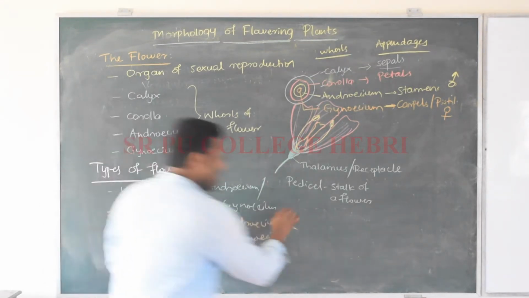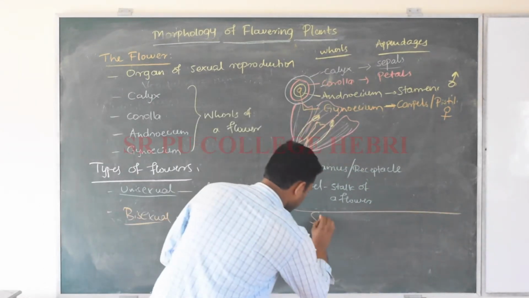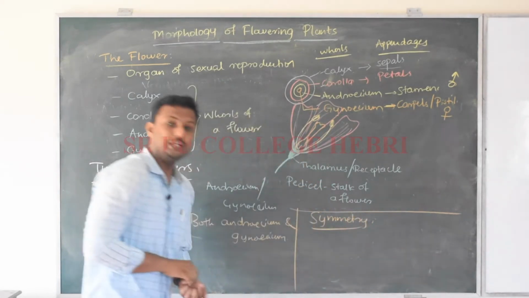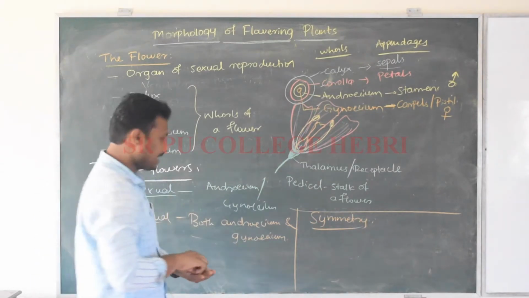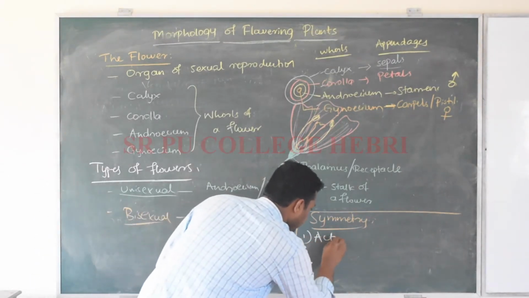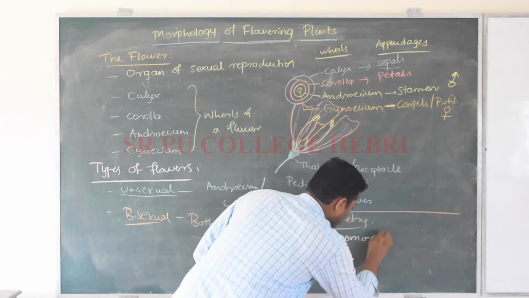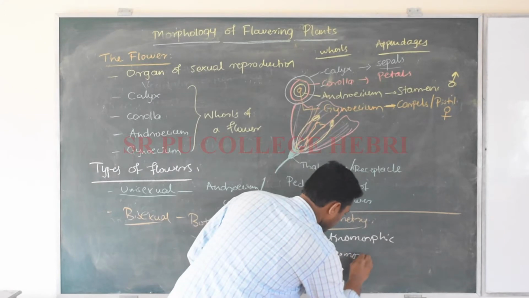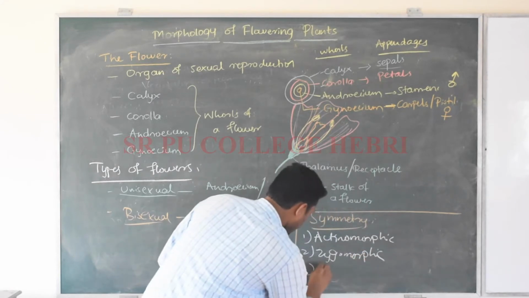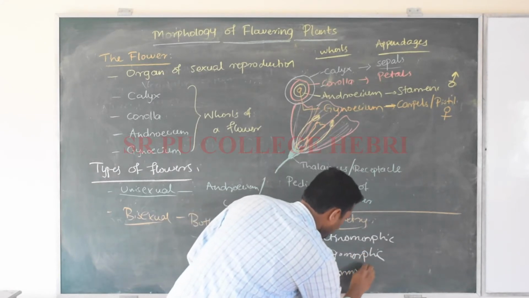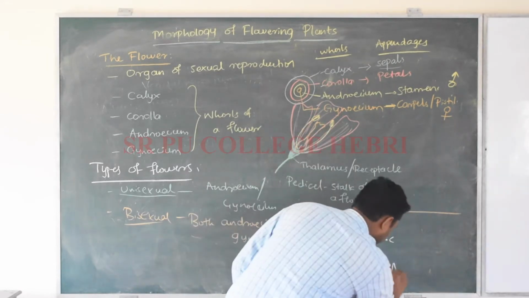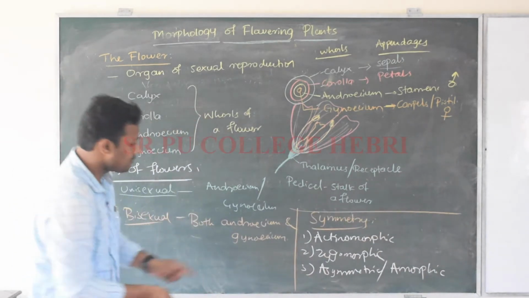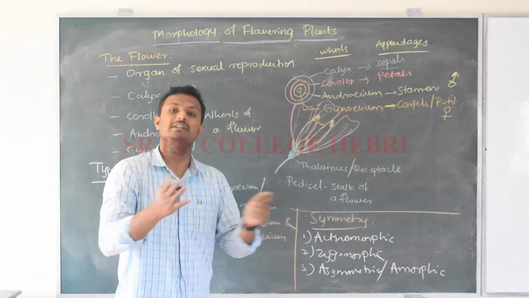And also based on symmetry. Based on symmetry also, we are going to classify the flowers into three different types, such as actinomorphic, zygomorphic, and asymmetric, which is also called amorphic. So these are the three different types of flowers based on what? Symmetry of the flower. What is symmetry?